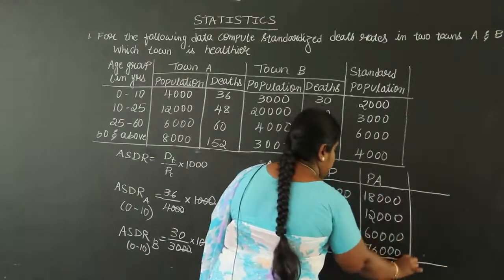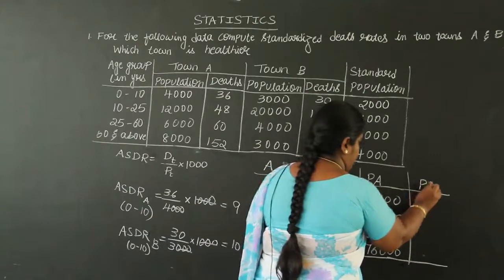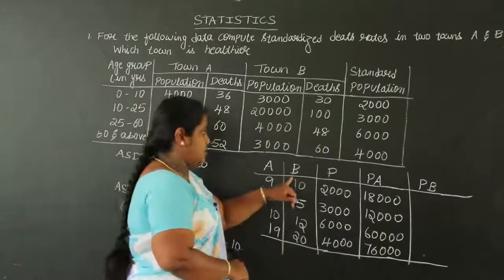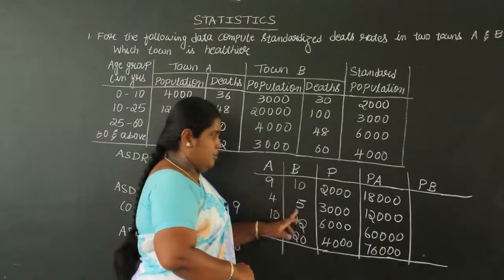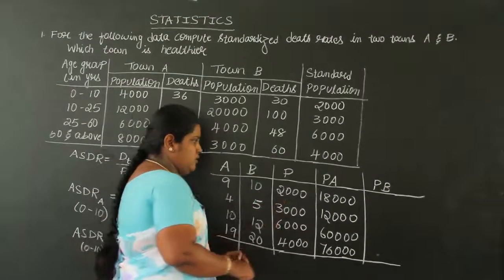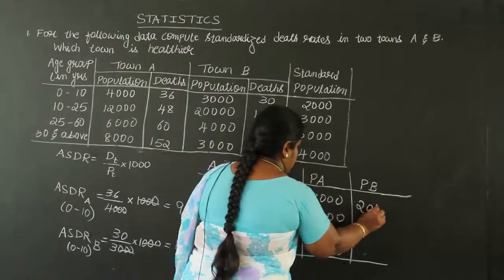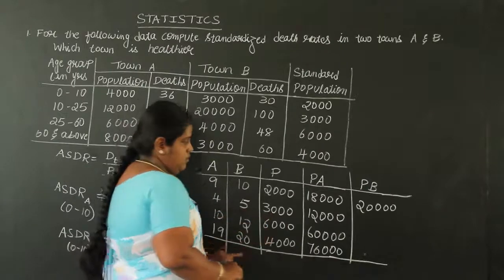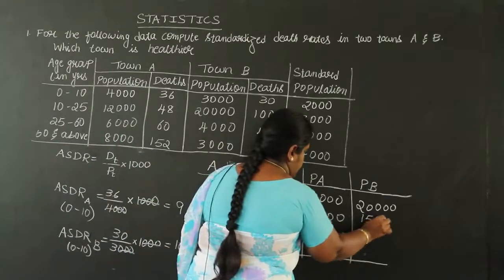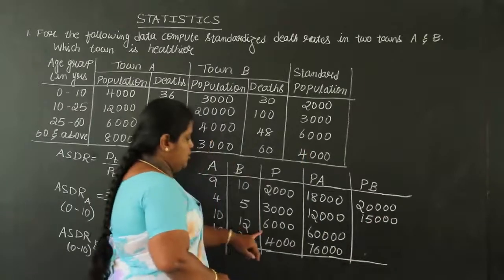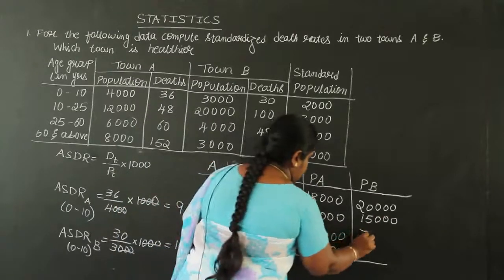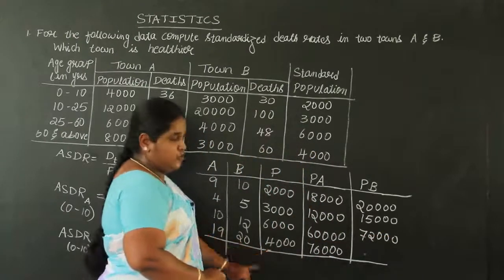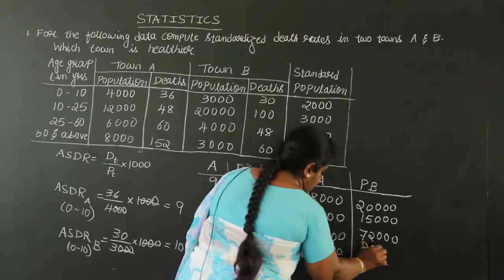Similarly, we'll be finding out PB. So we are multiplying P and the ASDR values of the town B. So 10 into 2000, it is 20,000. Then 5 into 3,000, 15,000. 12 into 6,000, 72,000. And 20 into 4,000, 80,000.